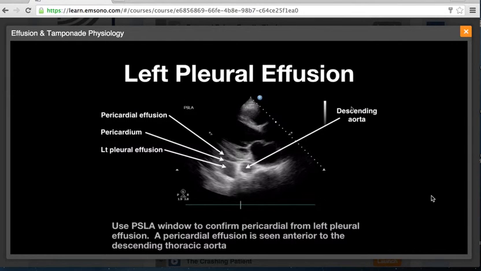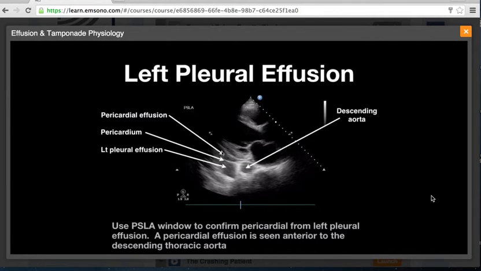Now, differentiating a left pleural effusion from a pericardial effusion can be challenging at times. The parasternal long axis window is the most useful if there's debate between whether it's a left pleural effusion or a pericardial effusion. Here you've got a left parasternal long axis window. You've got right ventricle, left atrium, aortic outflow tract, descending aorta.